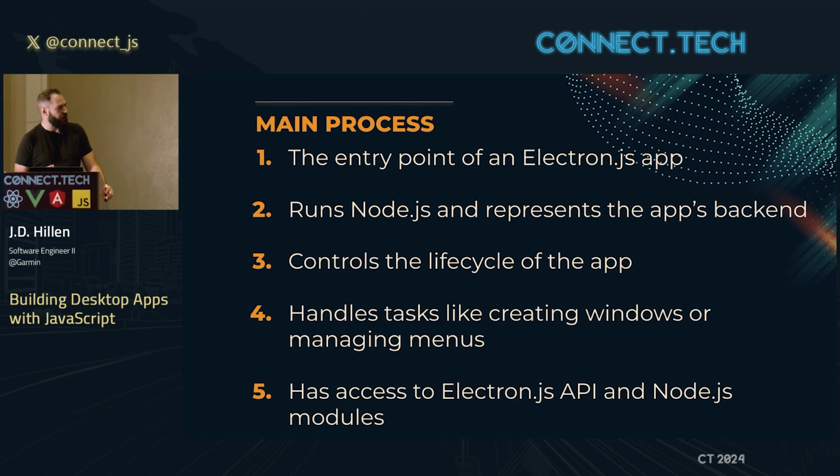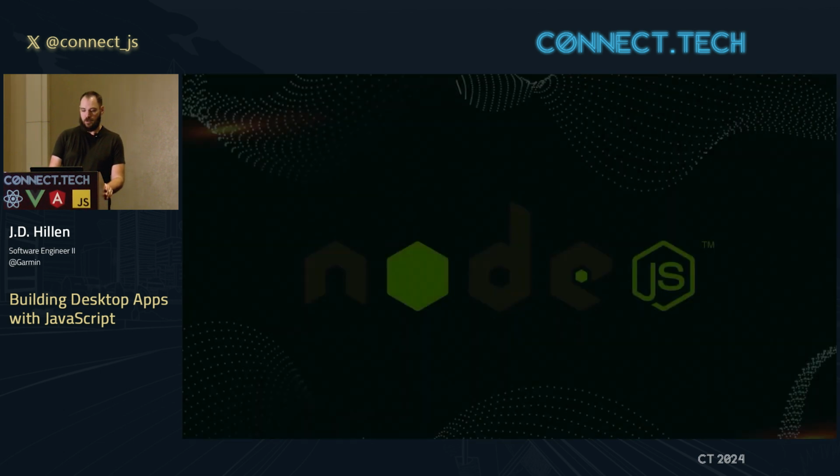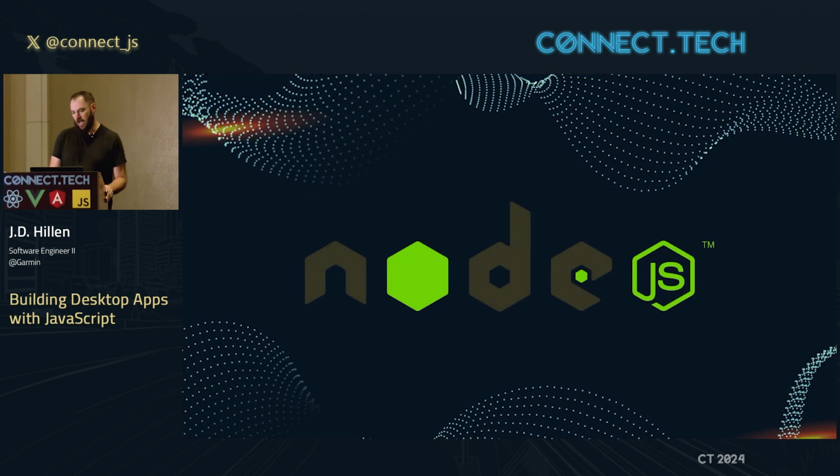And then it has access to the Electron.js API and Node modules. So you are completely open to the entire Node ecosystem, so you can use any package you want, which is amazing. So, like I said, it builds on Node. And Node is used to bridge the gap between the web technologies and the native capabilities. So this means developers can use those Node modules and APIs to interact with the file system, network processes, and all those fun things.